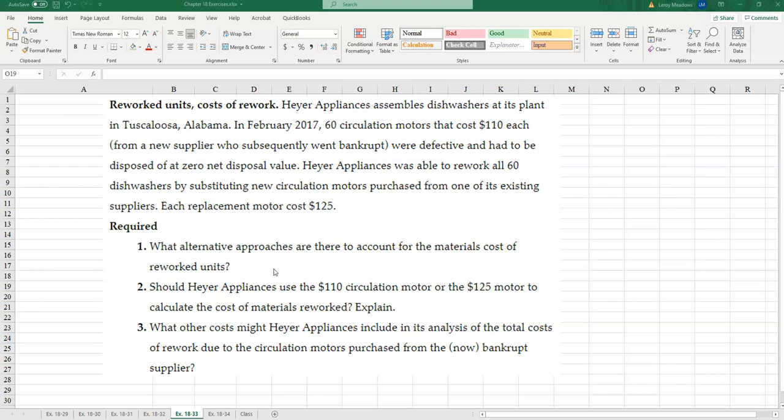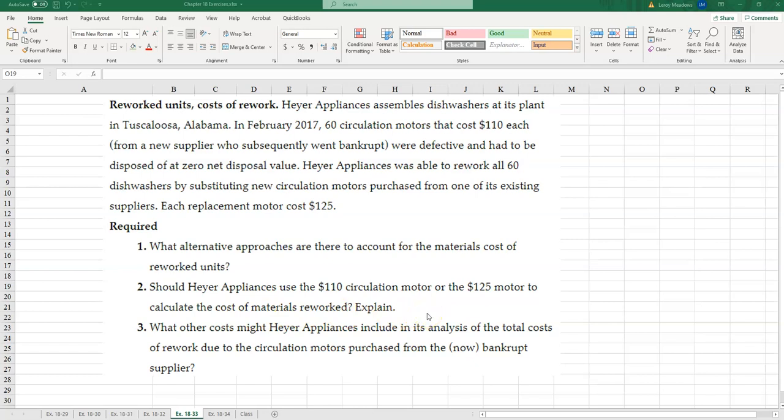The other thing we could do is to charge the cost of the rework to manufacturing overhead as normal rework. So those are the two alternatives. We're not picking an alternative right now, but we're just illustrating the different approaches we have. Now, requirement 2 asks, should Hire Appliances use the $110 circulation motor or the $125 motor to calculate the cost of materials reworked? And we're asked to explain.